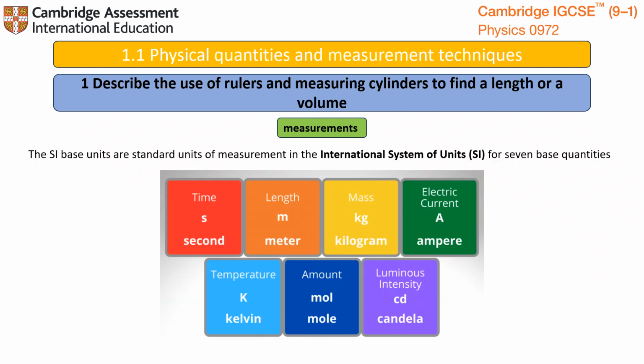Secondly, in measurements, we need to know about the International System of Units, or the SI units. The SI units is a set of 7 base quantities, but for our syllabus purpose, we are interested in the first 3 units, that is the unit of time, the unit of length and mass. For time, the SI unit is seconds. For length, the SI unit is meters. And for mass, the SI unit is kilogram.